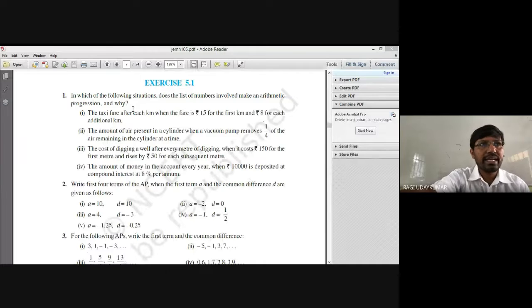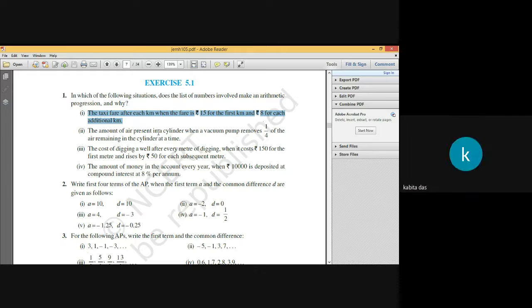So what is the first question here? In which of the following situations does the list of numbers involved make an arithmetic progression? A taxi fare after each kilometer, when the fare is 15 rupees for the first kilometer and 8 rupees for each additional kilometer. Is it an arithmetic progression? Yes, sir, because every time it is 8. What is the first term in this situation? 15. What is the common difference? 8. Yes.